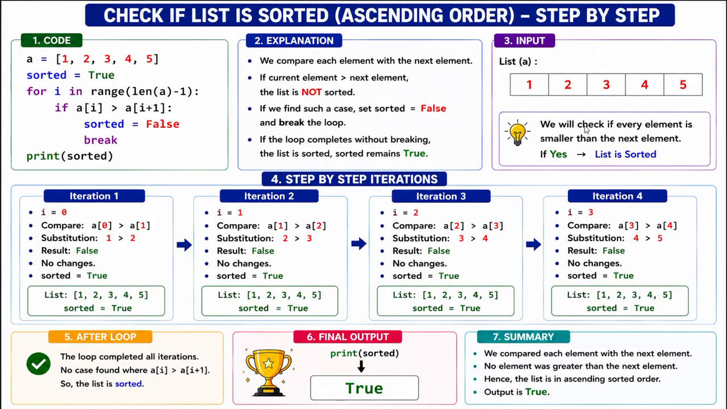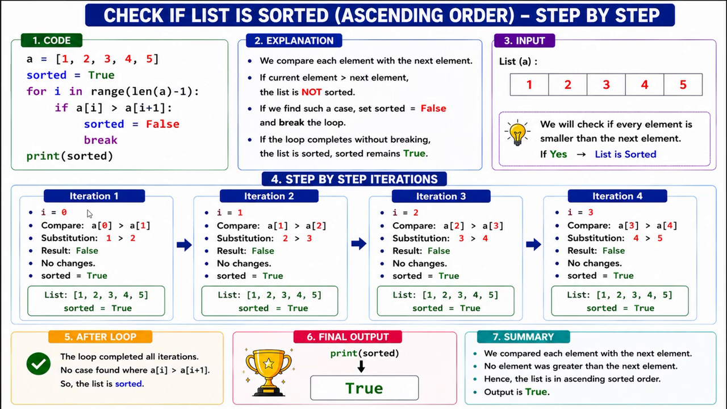The list is 1, 2, 3, 4, 5. Here we compare each element with the next element, meaning 1 to 2, 2 to 3, 3 to 4, 4 to 5. That's how we find out whether the list is sorted or not. If the current element is greater than the next element, the list is not sorted. If you find such a case, set sorted equal to false and break the loop. If the loop completes without breaking, sorted remains true. Now let us see it with every iteration.